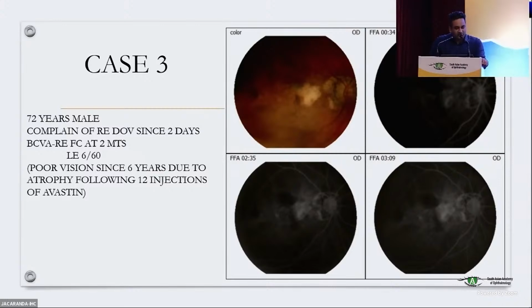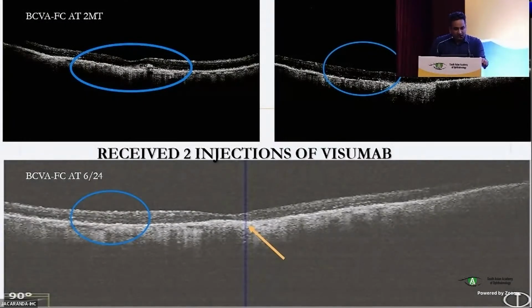Best corrected vision, right eye was finger counting at 2 meters. Left eye 6/60, poor vision since 6 years due to atrophy following 12 injections of Avastin in left eye. So the right eye was very precious to us. We started on Vizumab. Best corrected vision at baseline was finger counting 2 meters.